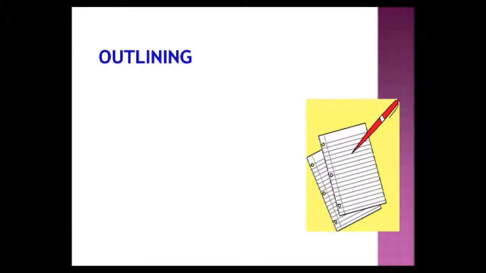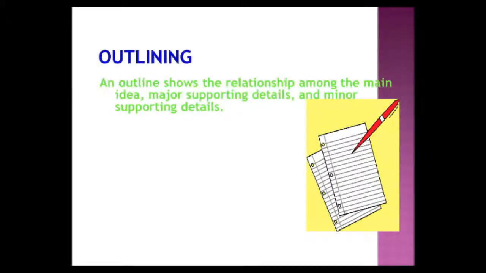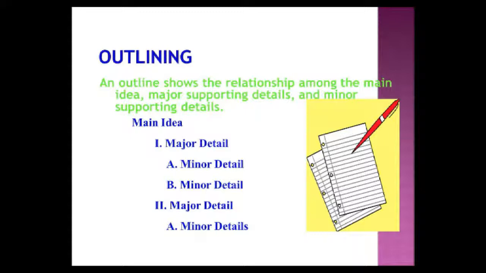This is what outlining looks like. A definition for outlining is when you show the relationship among the main idea, your major supporting details, and your minor supporting details. So basically it would look similar to this. You have your main idea or your topic sentence at the very beginning, and then you have your major details, and then your A's and your B's are going to be your minor.